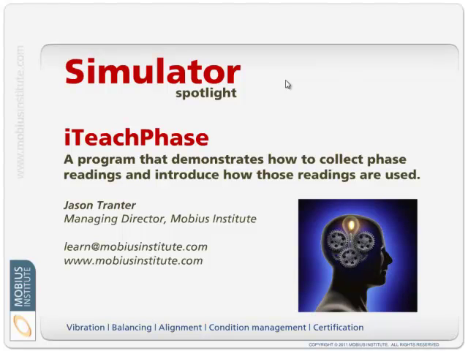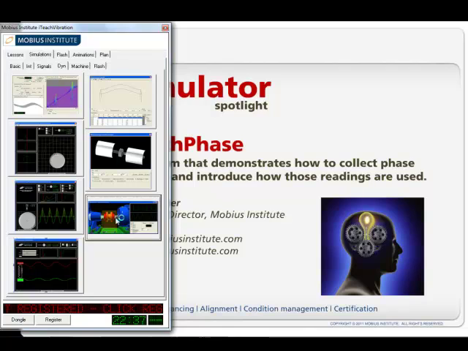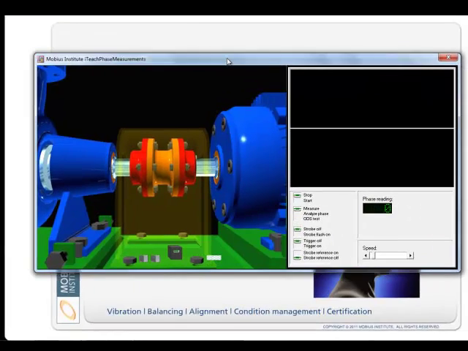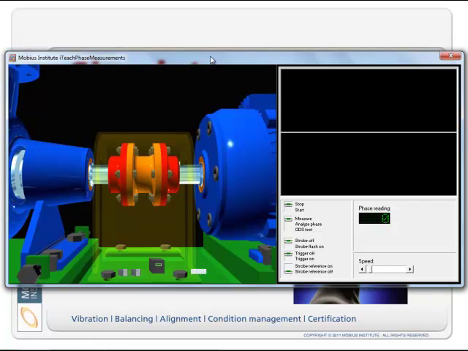My name is Jason Tranter, and in this presentation we're going to look at iTeachPhase. iTeachPhase is a fun little simulator because it's a good visual demonstration of how phase measurements work. We can actually do lots of things with this simulator. We can explain how phase analysis works and ODS tests work in addition to how phase measurements work. But in the interest of time, let's have a look at phase measurements first.